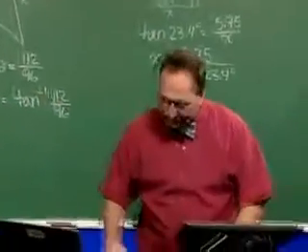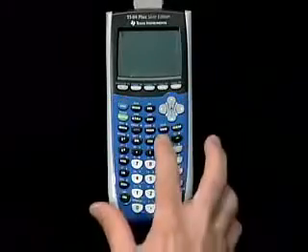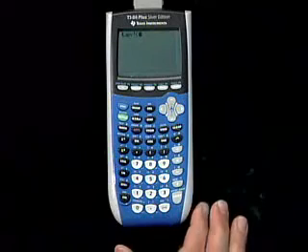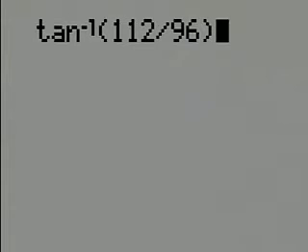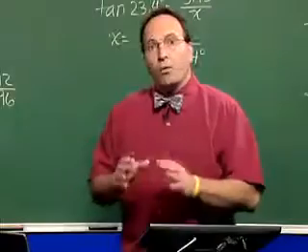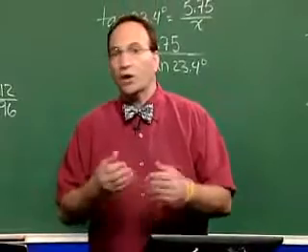So we have inverse tan. You have to push second tan, and that gives me the tan inverse function. Then I plug in the 112 divided by 96, close the parentheses, hit enter, and I see that my angle is approximately 49.3988, for example. All right, well, now that I have that angle, I can use either the sine or cosine function to find the hypotenuse.